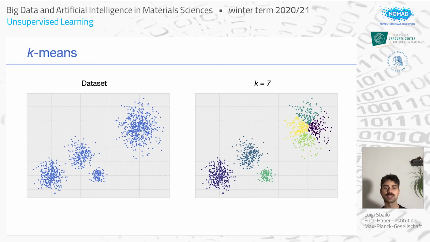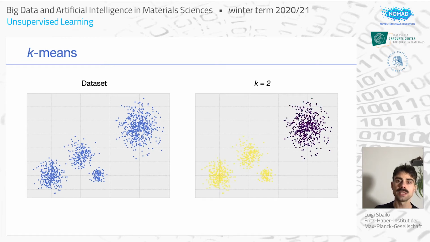But then let's see what happens if we divide the space into 2 partitions. So if we insert k equals 2. In this case, we have, I would say, a reasonable partition. We have the larger cluster that is left by itself, and the 3 smaller clusters that are all merged into a unique cluster. So if the question is, we have an unknown dataset, and we just want to separate our dataset into 2 different parts, this could work. This could be a good partition. It is a meaningful partition.